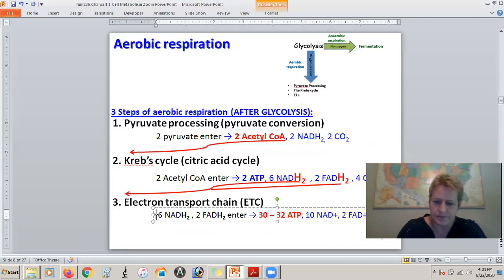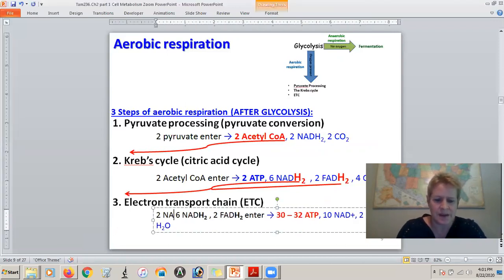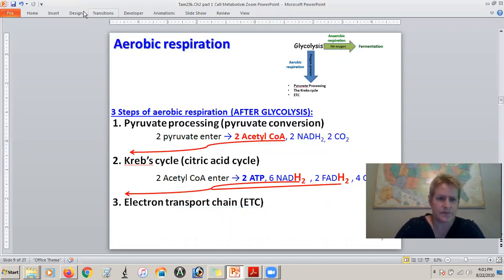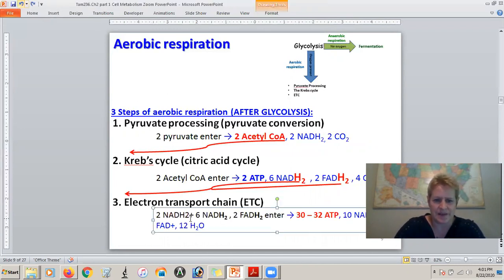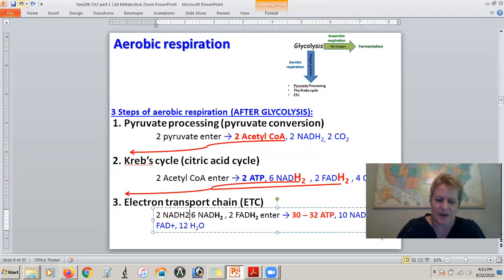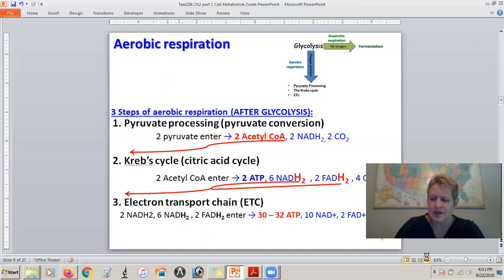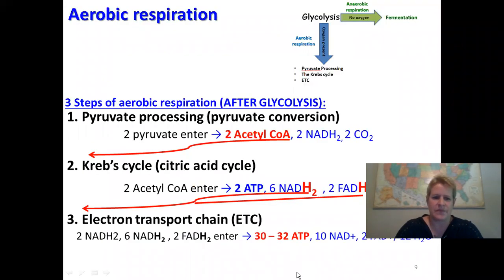We'll do 2 NADH2, and a comma. Okay, here's what's going on. And I'll make it big here again. So the two NADH2s that were produced from glycolysis are there, those H's.